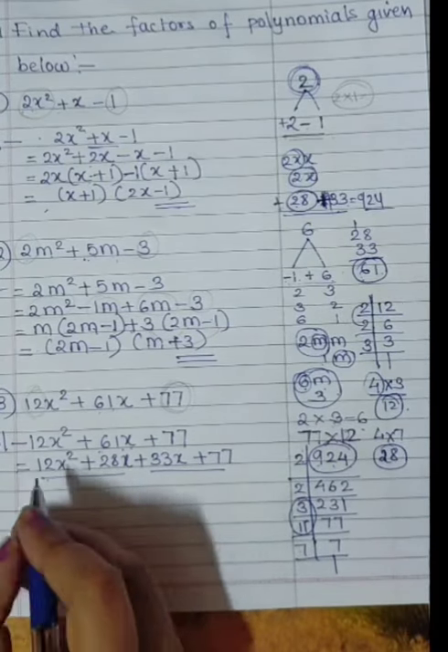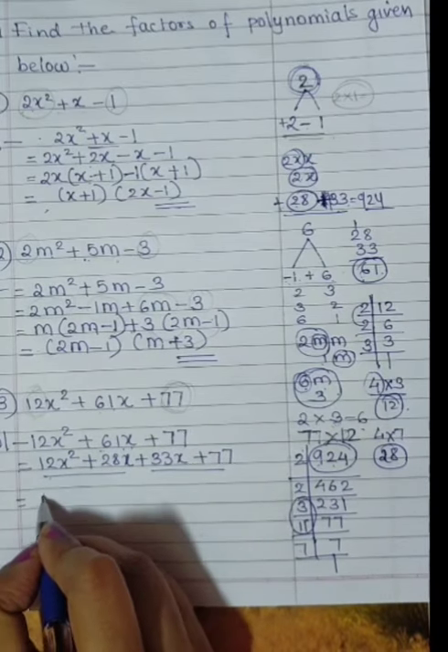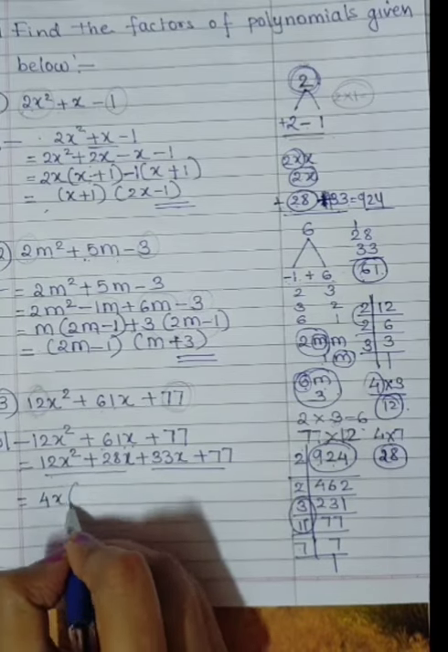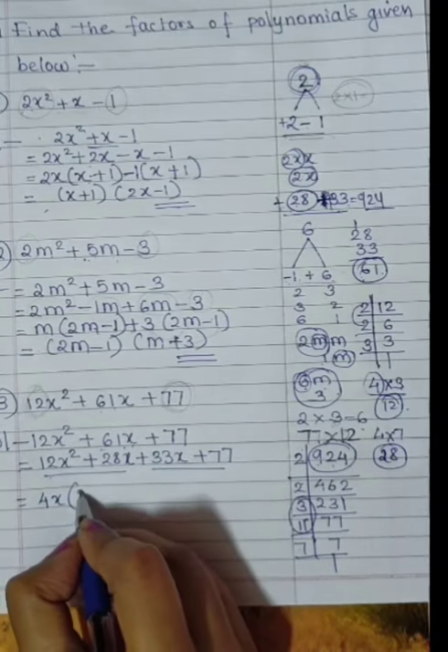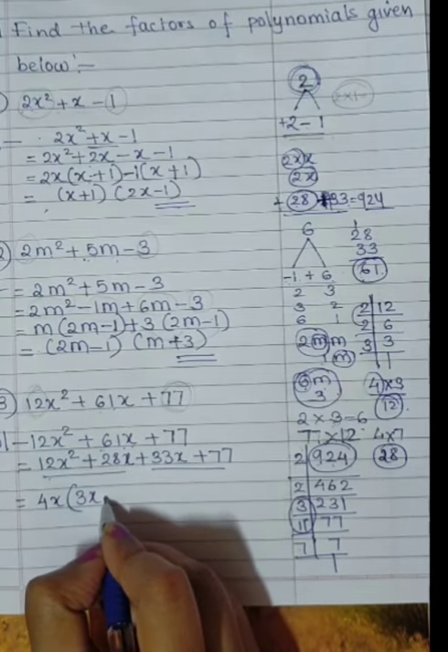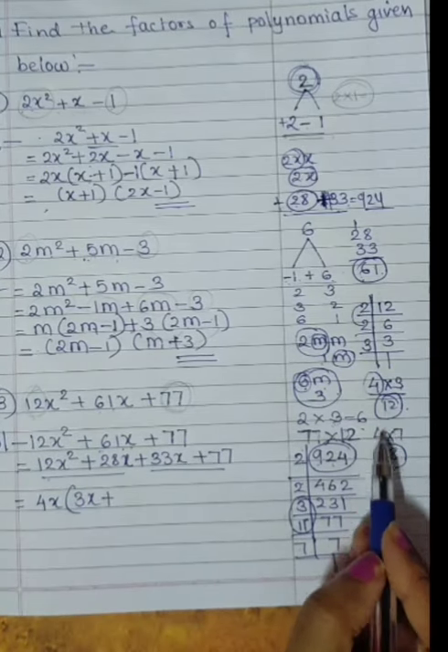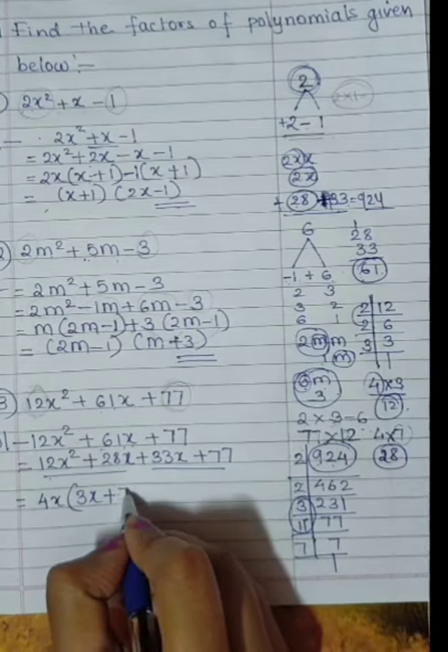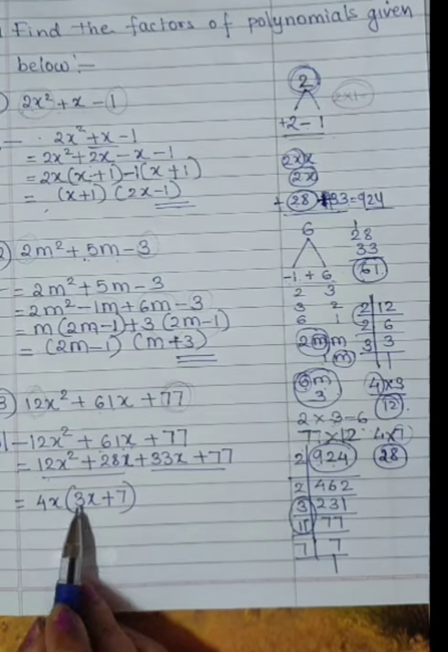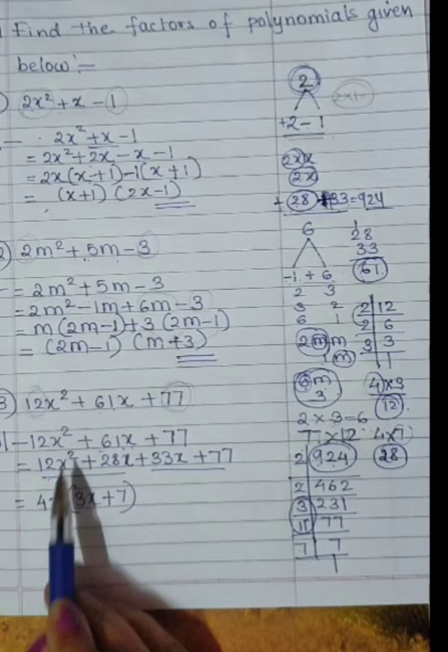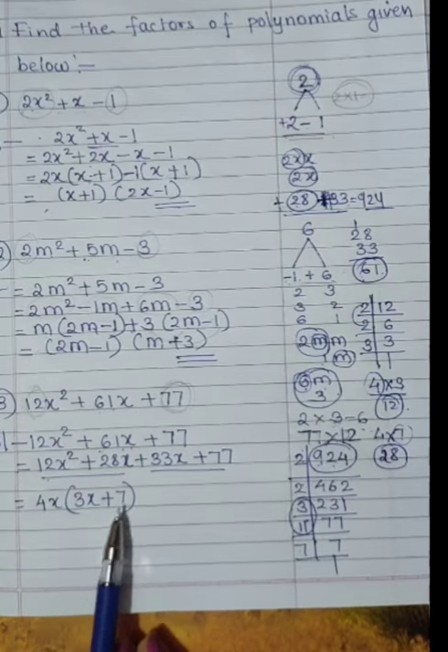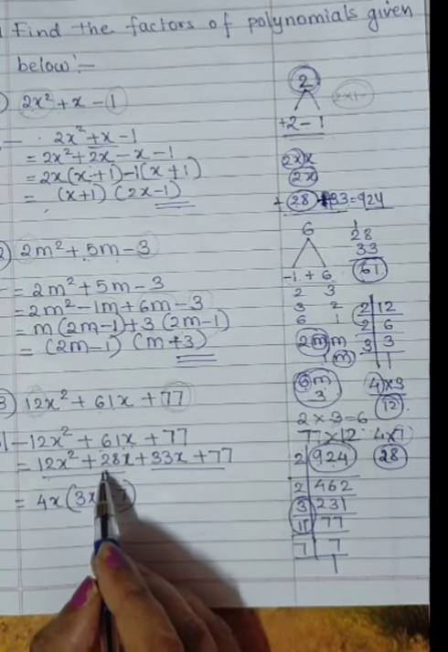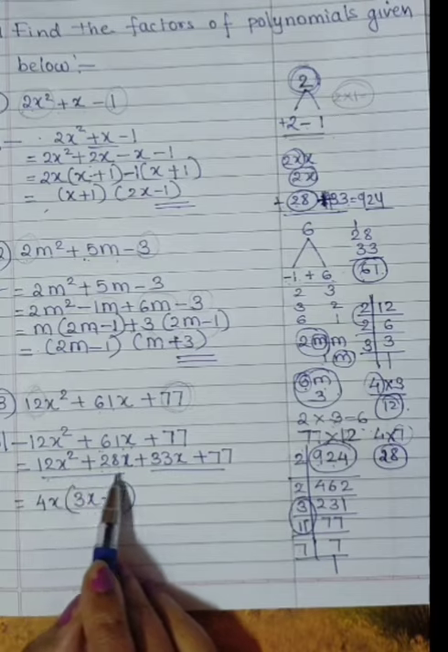Now here what we will do, we will take 4. As you can see x square is given, so in the bracket what will come, 3x. Then again plus, 4 is common here. What we will take now? 7. We will take 7. Now when we multiply this both, we will get 12x square. And if we multiply the second step, that is 4x multiplied by 7, we get 28x. So we have solved this term.